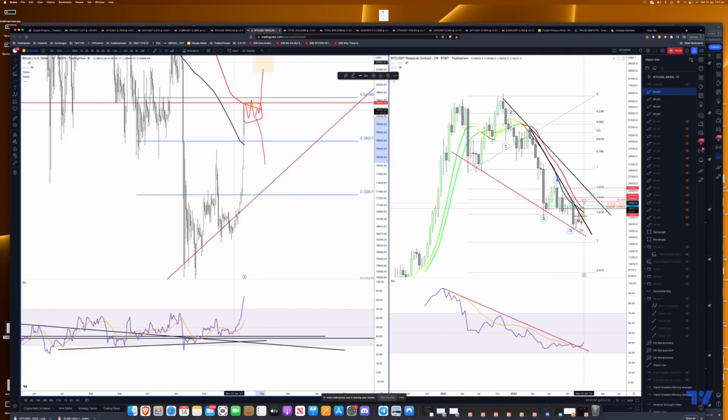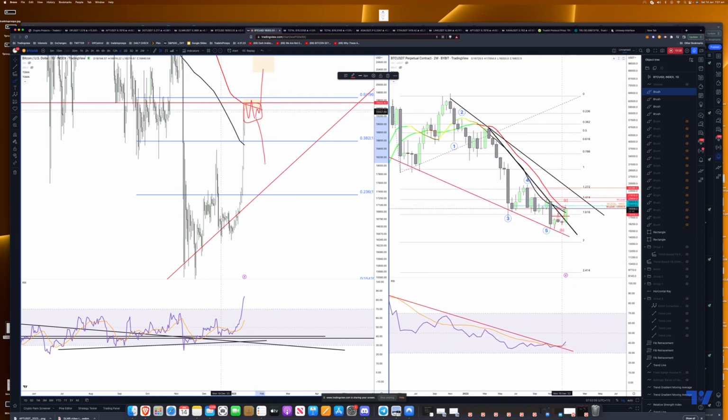But we need to pass this monthly level and weekly level, and at the moment we're not there yet.